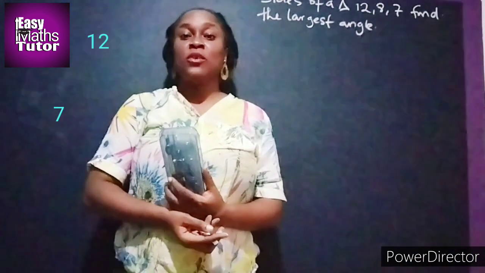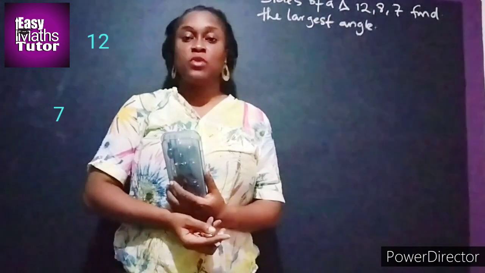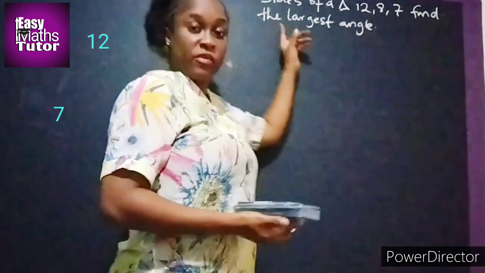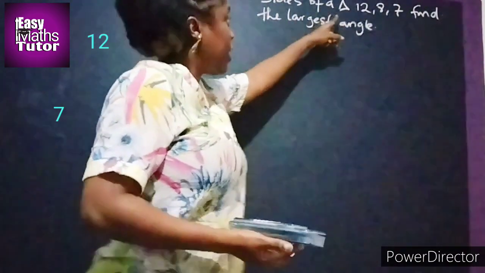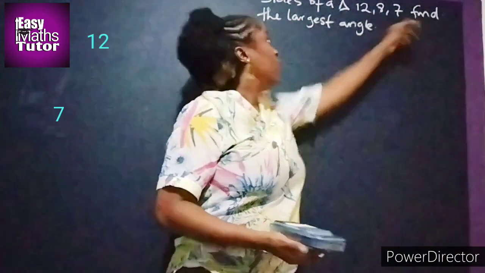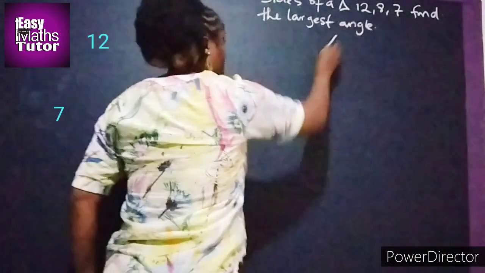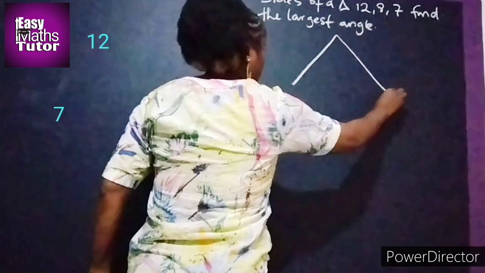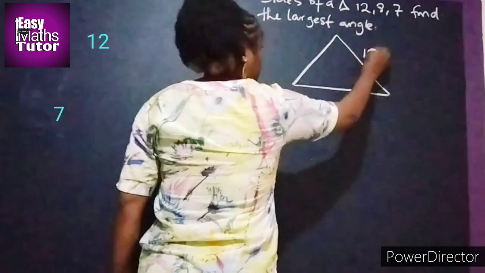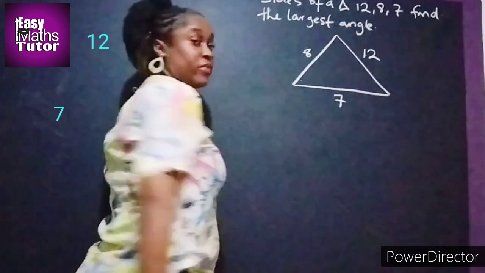So today I'm going to solve a simple problem on triangles. The question says the sides of a triangle are 12, 8 and 7. Find the largest angle. First of all, we're going to draw the triangle. We'll call this side 12, this 8, and this 7.